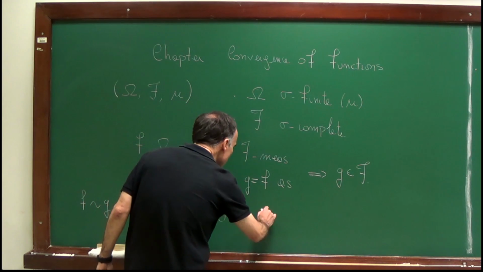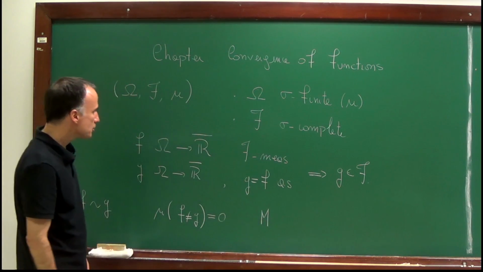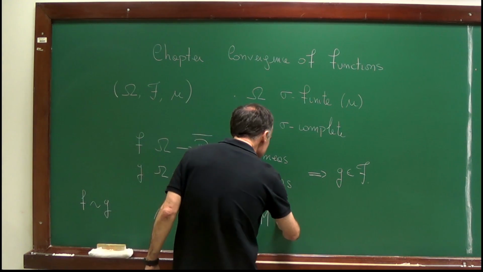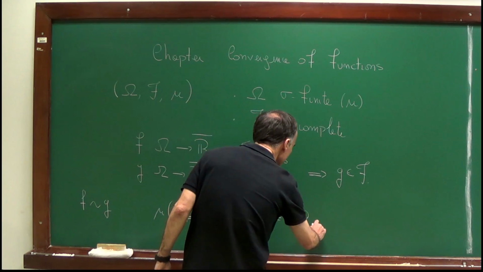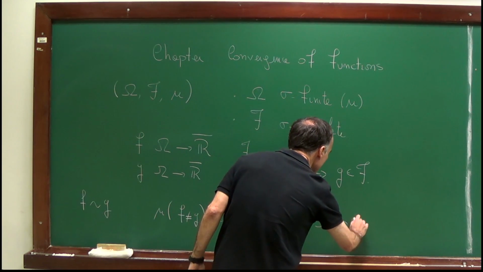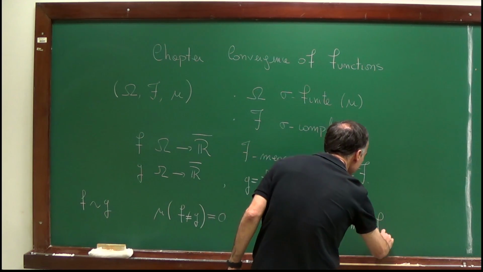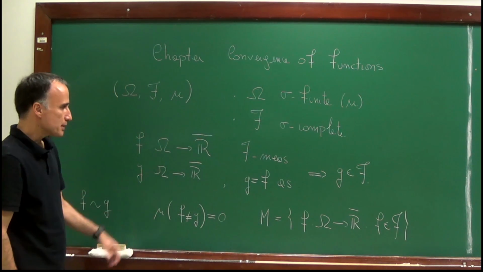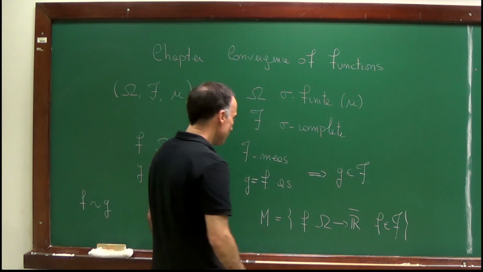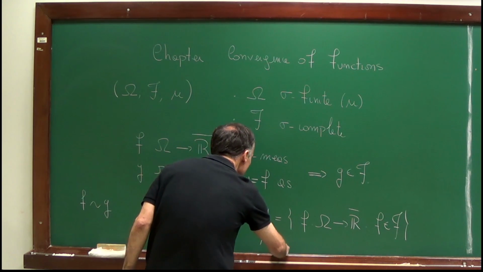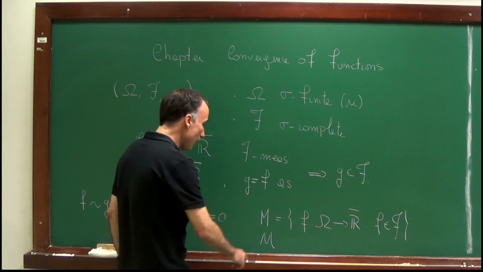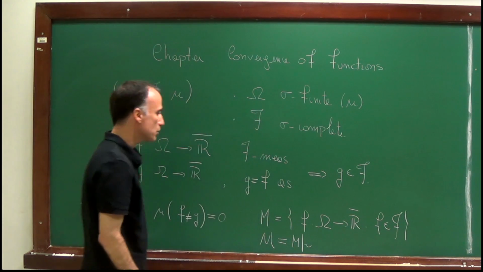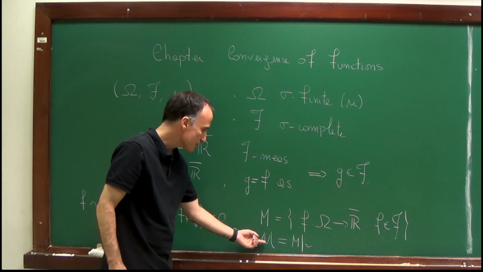And therefore, if I represent by M the space of functions which are measurable with respect to F, so this is the class of functions f from omega to R bar which are F measurable, this is a space of functions, and I can define calligraphic M as the space M modulo this equivalence relation.